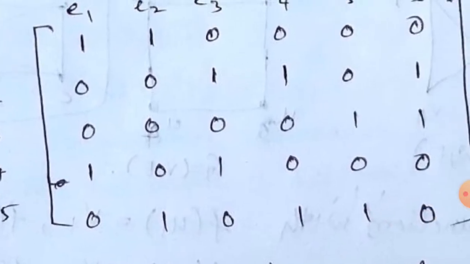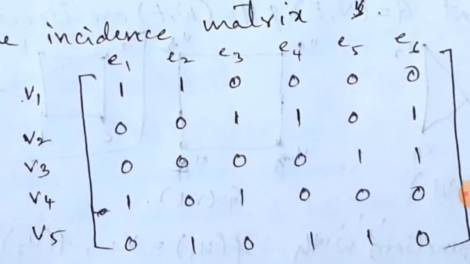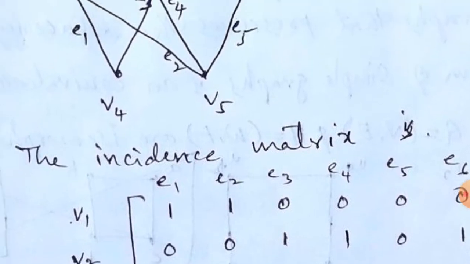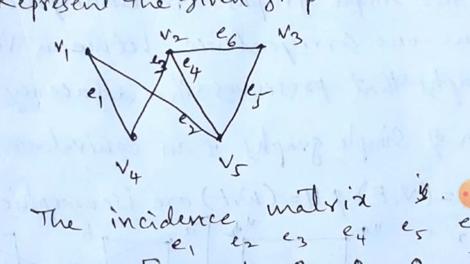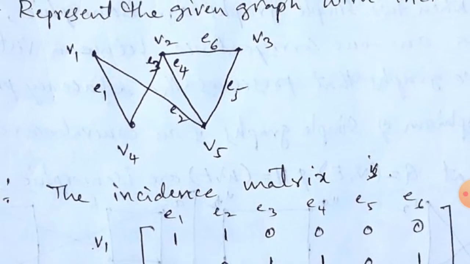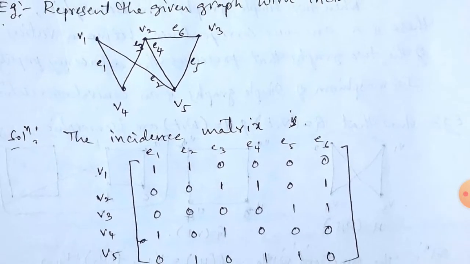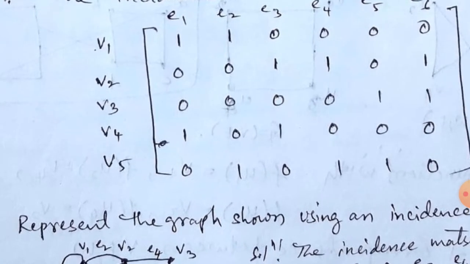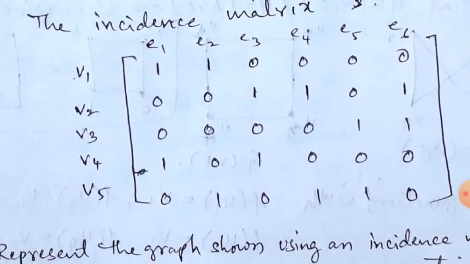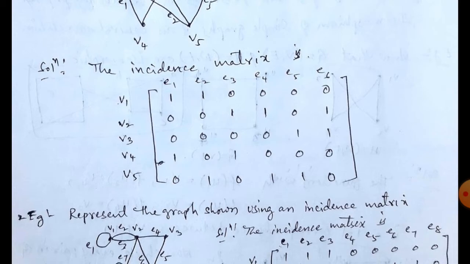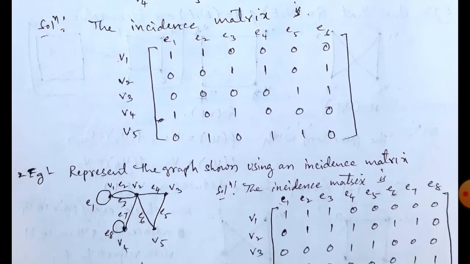Now observe vertex V3. Only E5, E6 entries are 1. That means the vertex V3 has only E5, E6 edges incident. Observe V3, only E5, E6 edges are incident on it. So only those entries will take 1. Similarly V4, V5. So this matrix is called an incidence matrix.